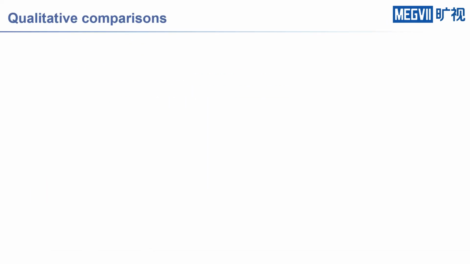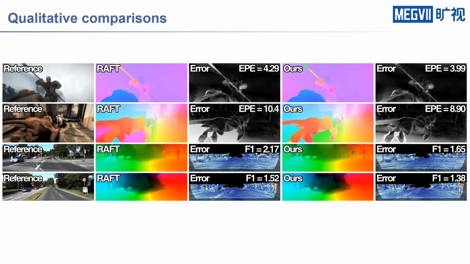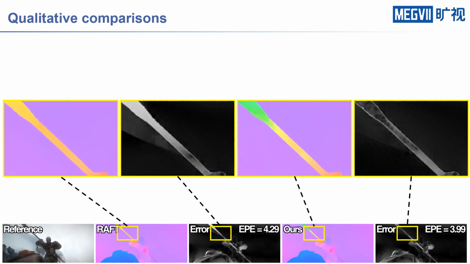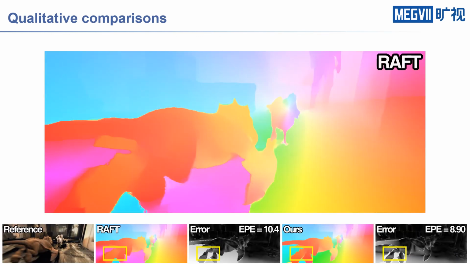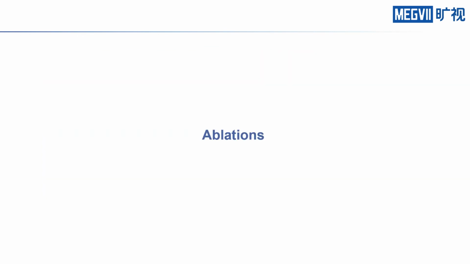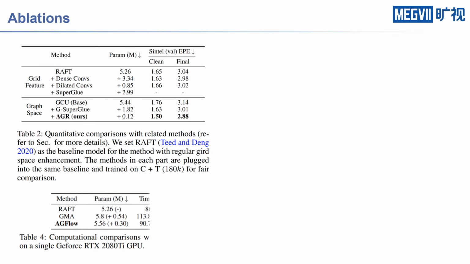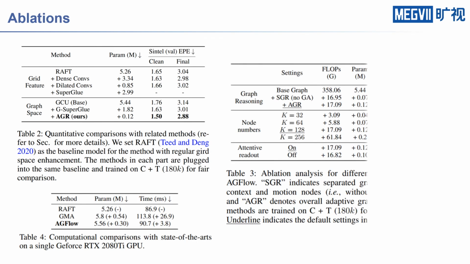Here are some qualitative comparison results. We compare our method with RAFT on the challenging final pass of Sintel and the KITTI dataset, which demonstrates that our AG flow is able to fully exploit scene context to effectively assist motion estimation with shape and region constraints, leading to more accurate flow fields with clear motion boundaries. Finally, we conduct extensive experiments for ablation studies to demonstrate the superiority of the proposed method.